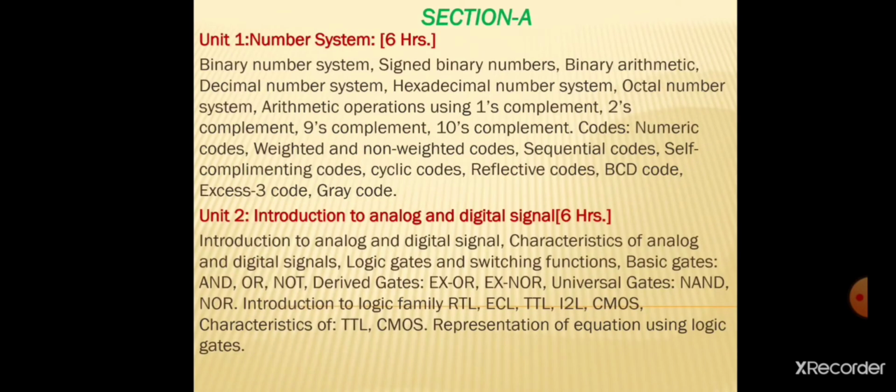The syllabus covered in the first unit is the binary number system, signed binary number systems, binary arithmetic, decimal number system, hexadecimal number system, octal number system, and arithmetic operations using 1's complement, 2's complement, 9's complement, 10's complement, etc. And the codes, that is numeric codes, weighted codes, non-weighted codes, sequential codes, self-complementing codes, cyclic codes, reflective codes, BCD codes, XS3 codes, and the Gray code.